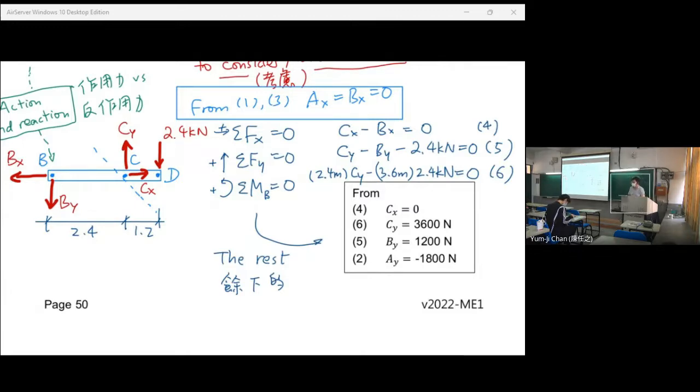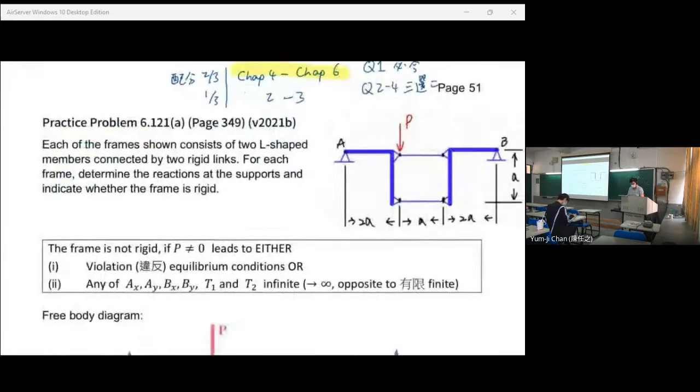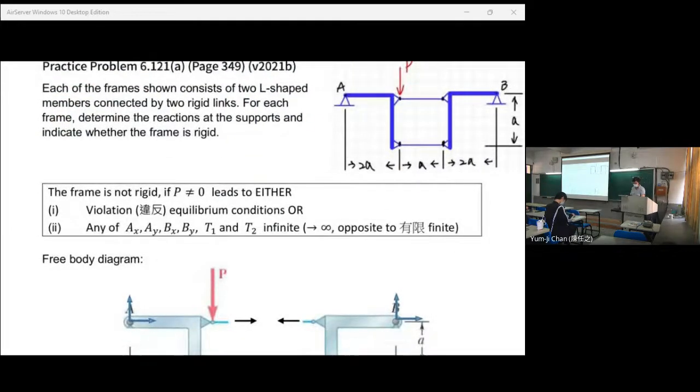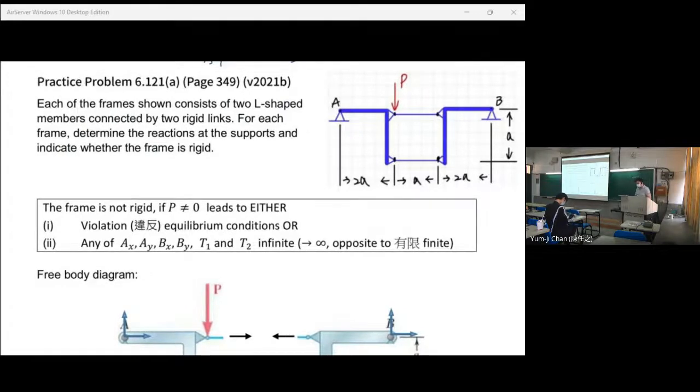Now we go to the next page, and it is problem 6.121. In this question, there is a frame here. These two members are L-shaped members connected by two rigid links. This is a rigid body and this is a rigid body. And for this one, determine the reactions at the supports and indicate.